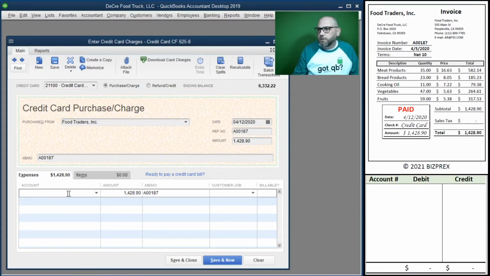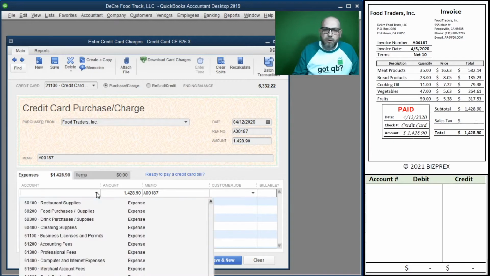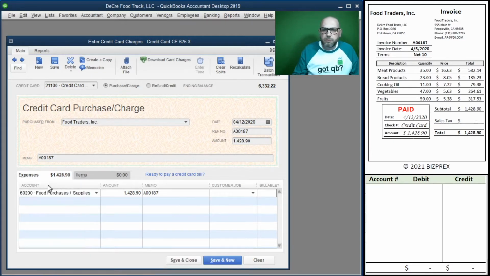What do we have here? We have meat products, bread products, so that's our food purchases, right? So again, let's make sure we understand what's going on behind the interface. Very important part. So we're buying with the credit card, all right? So our liability is going up. Liabilities are increased when they're credited.